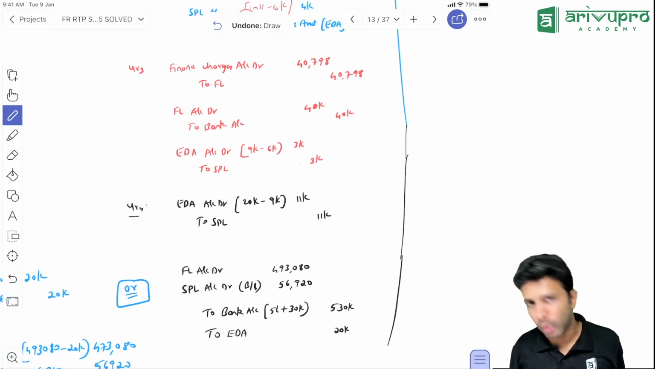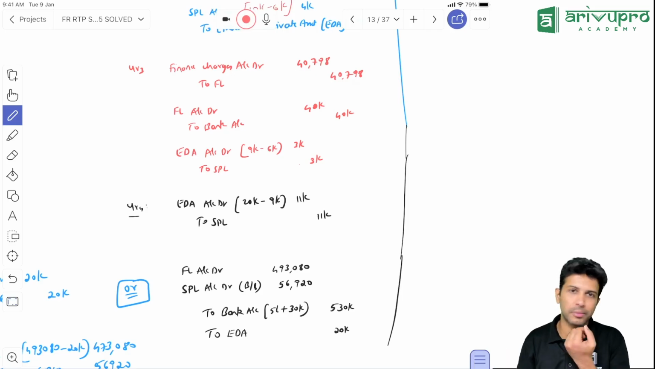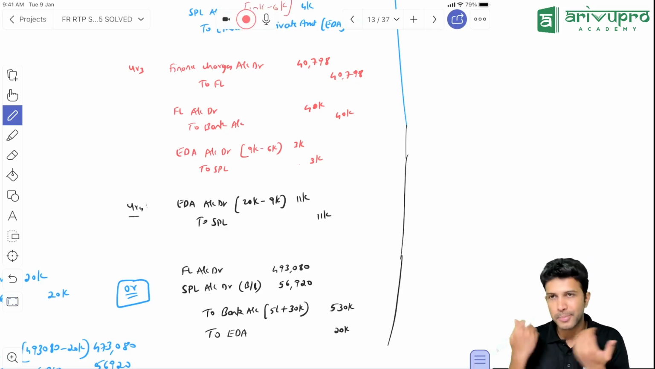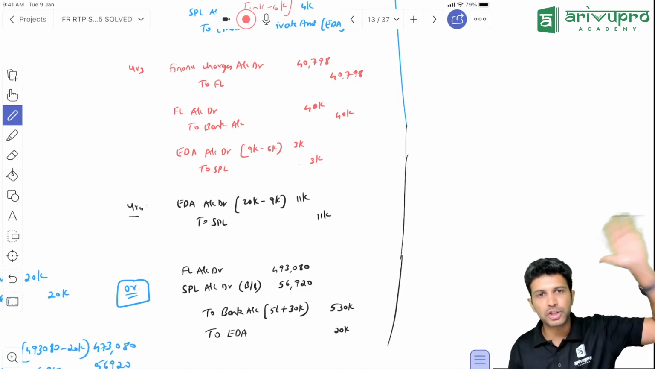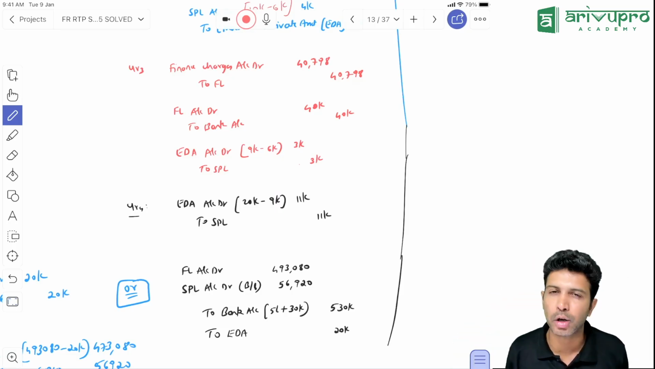Now at the end of fourth year, what will we have to do? Company has chosen to prepay. Since there is a big fall in interest rate, company feels it's better to repay this debenture and issue a new loan or new debenture at a lesser interest rate. So they went for this prepayment option.